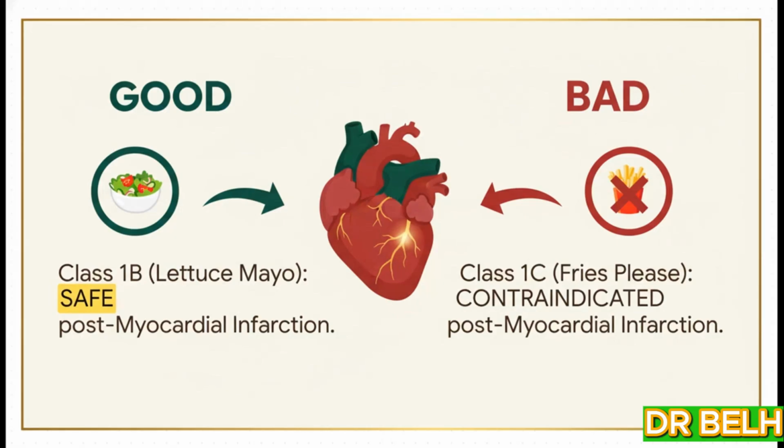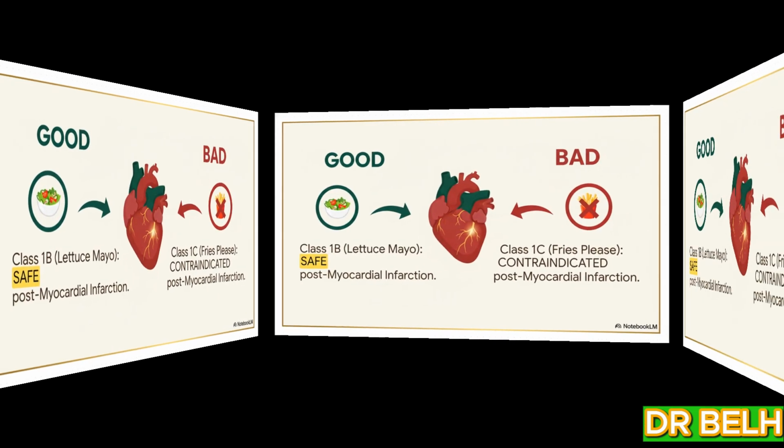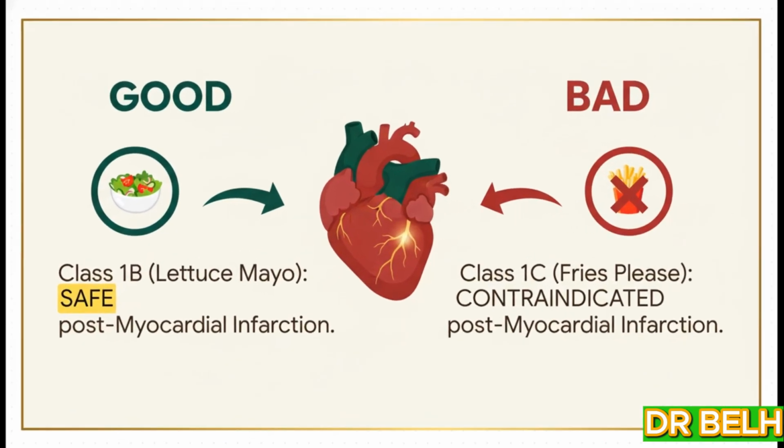And this menu mnemonic gives us one of the most critical clinical distinctions you absolutely have to know for your exams. Think about it. What happens to a patient's diet after a heart attack? Well, you're going to tell them to swap the greasy fries for a healthy salad, right? Same logic here. Class 1C, the fries please, is bad. It's contraindicated after myocardial infarction. But class 1B, the lettuce mayo, is good. You can use it. Trust me, this point is basically guaranteed to show up.